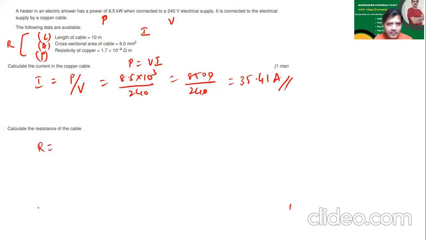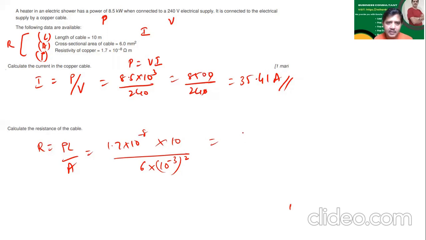Resistance R. Now what you should do, use this method. Okay, don't use R equal to V by I, because the value of V, though it is given, sometimes it might change. So it is better that you don't use that. You can use this one here. It should be rho L divided by A, which should be 1.7 into 10 power minus 8 multiplied by 10 divided by 6 millimeters square, 10 power minus 3 the whole square, which should be 170 into 10 power minus 8 divided by 6 multiplied by 10 power minus 6, right?